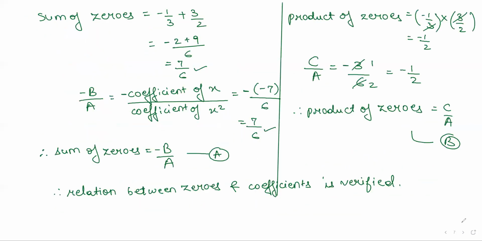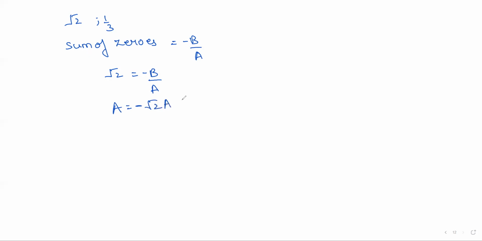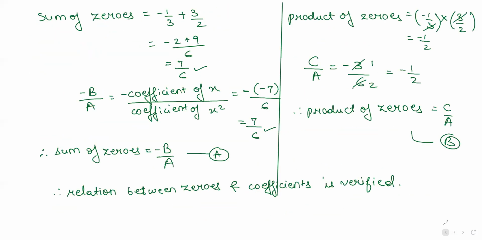Next values. Next values are root 2 and 1 by 3. So for root 2 and 1 by 3, sum of zeros is equal to minus b upon a. Sum of zeros given is root 2, which is equal to minus b upon a. Therefore, b is equal to minus root 2 into a.